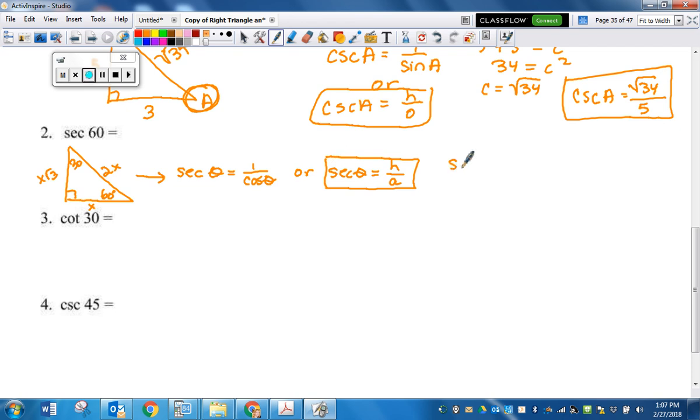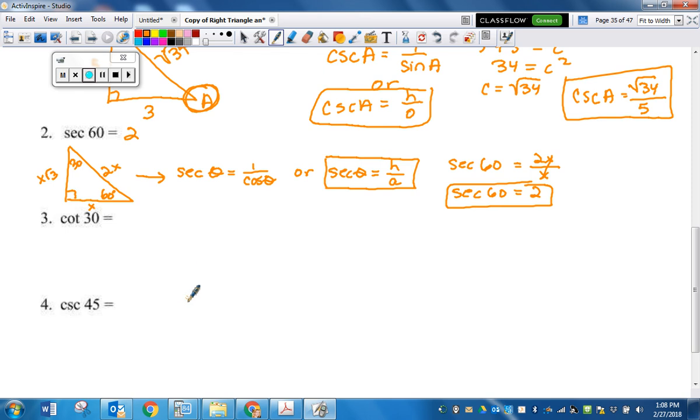So secant of 60, not theta, because I know what theta is in my picture, secant of 60, which is the answer I'm looking for, would be equal to the hypotenuse, which is 2x, over adjacent to the 60, which is x. Then I could simplify that. The x's cancel out. So secant of 60 will always be 2.